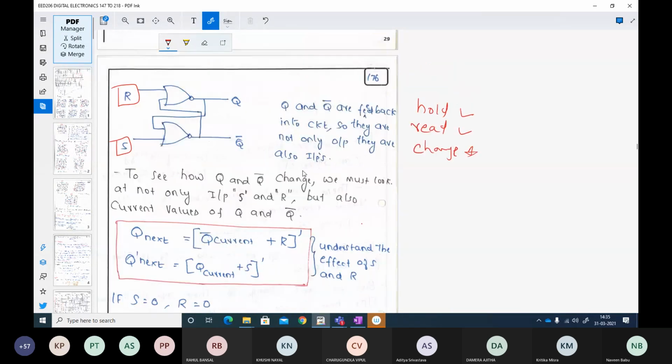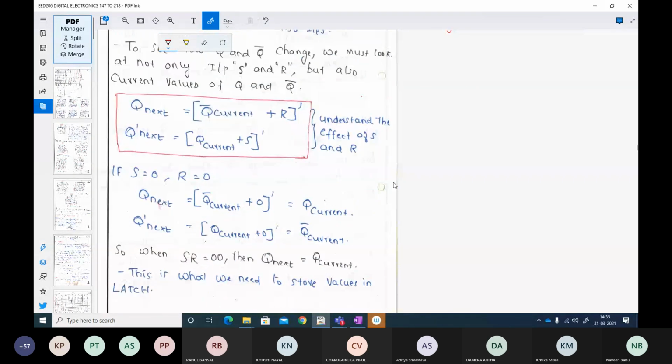Because for you to get the output here, you require 2 cycles minimum. How 2 cycles? When you are giving input here, you will get some random outputs across Q and Q bar. This must be fed back to the input of these NOR gates. And then to get a stabilized output, you require 2 gate cycles, or 2 gate delays, you can say. Now let us analyze this particular circuit.